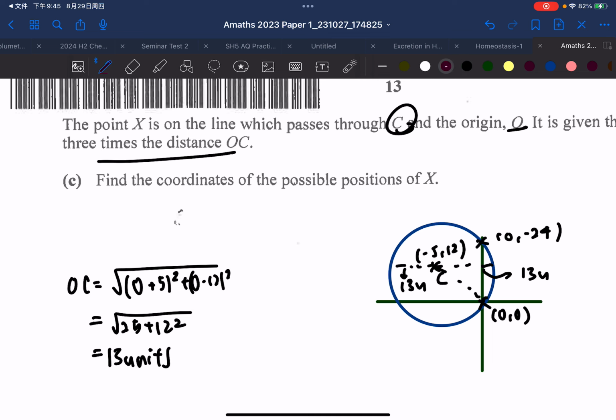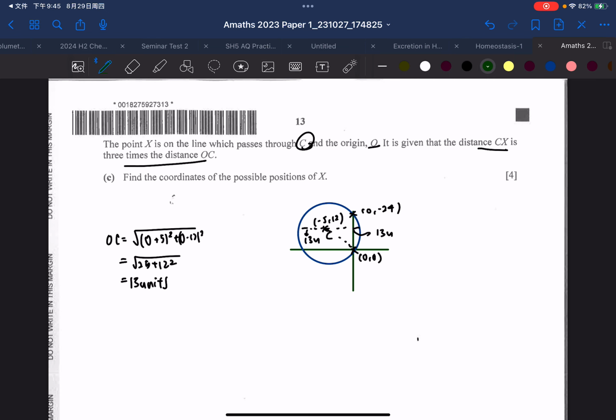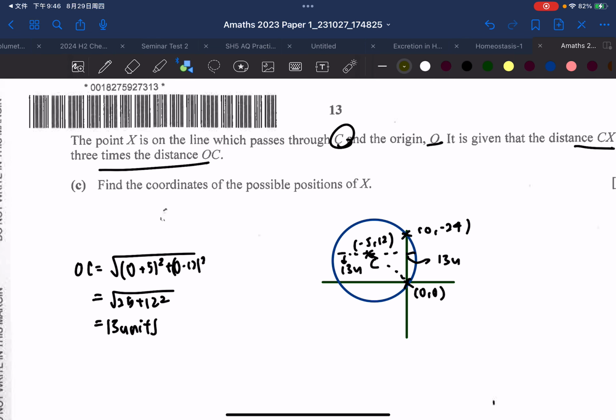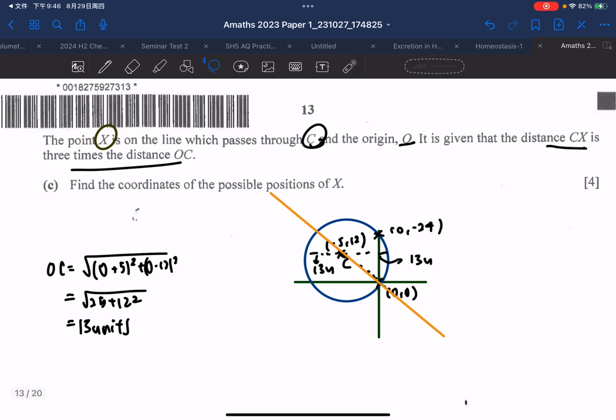So I already got OC, I got 1 mark already. Now the next thing that I need to do is sketching. So I would need to sketch my line. They say that point X is on the line that passes through C and the origin. So maybe this is the line. Oh my god, the color is a bit bad. So maybe this is the line. Can you see that I follow the instruction? They say it passes through C and cuts through the origin. So this is maybe the line. Okay? And they say that it's actually 3 times the distance OC. So let this be X.